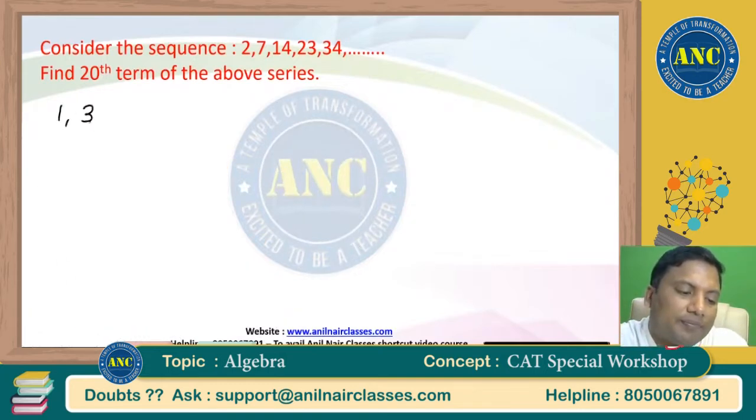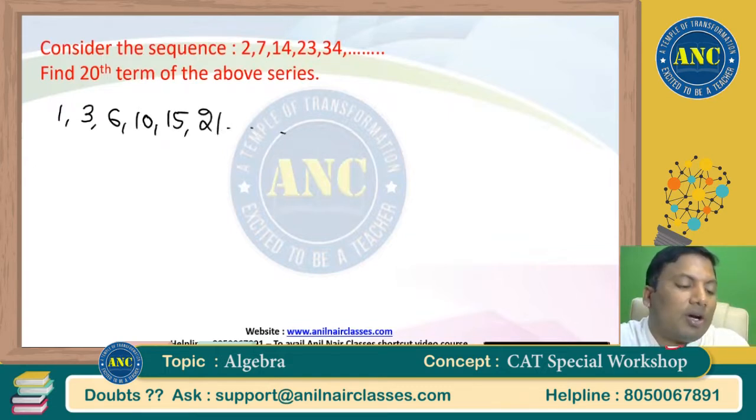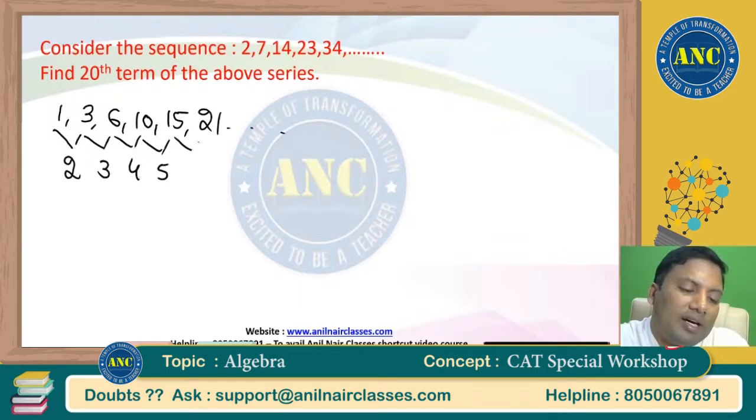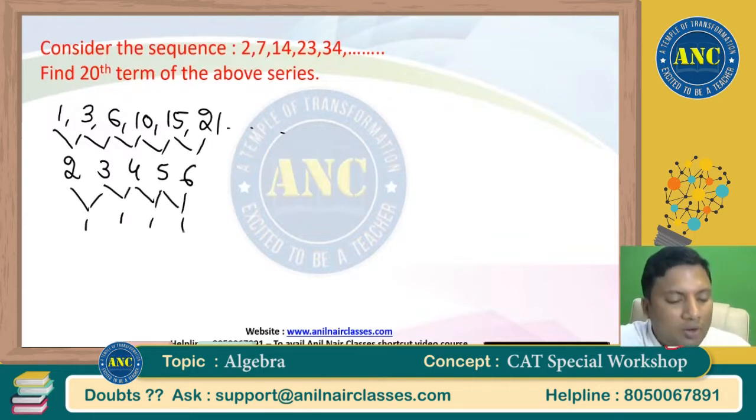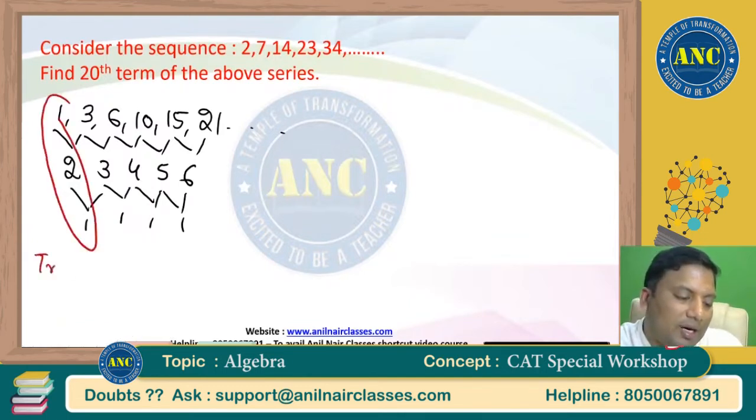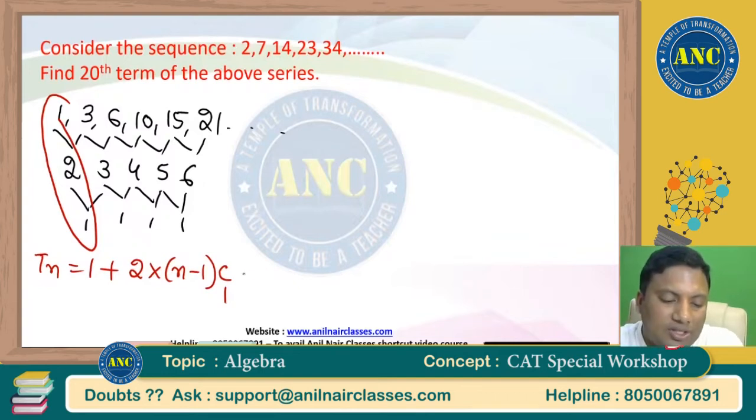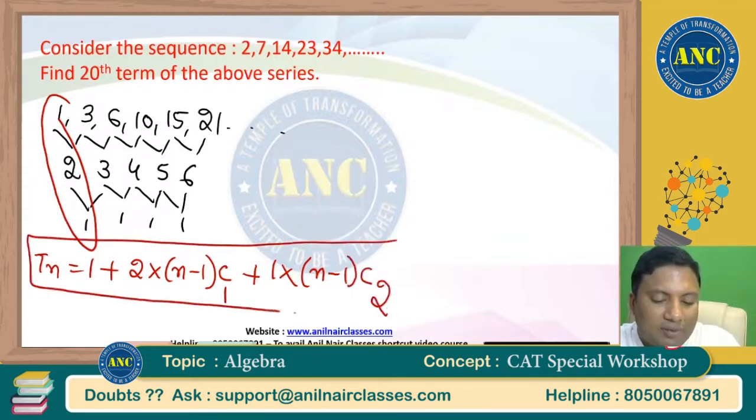Suppose if it is 1, 3, 6, 10, 15, 21 and so on. The differences are 2, 3, 4, 5 and 6. Here it will be 1, 1, 1, 1, 1. Now, how to write down the answer? Let us see. First thing, Tn is nothing but a plus, in the first step if it is constant, n minus 1 into d. n minus 1 is n minus 1 C1. But in the second step it is constant, n minus 1 C2. The nth term is given by this logic.